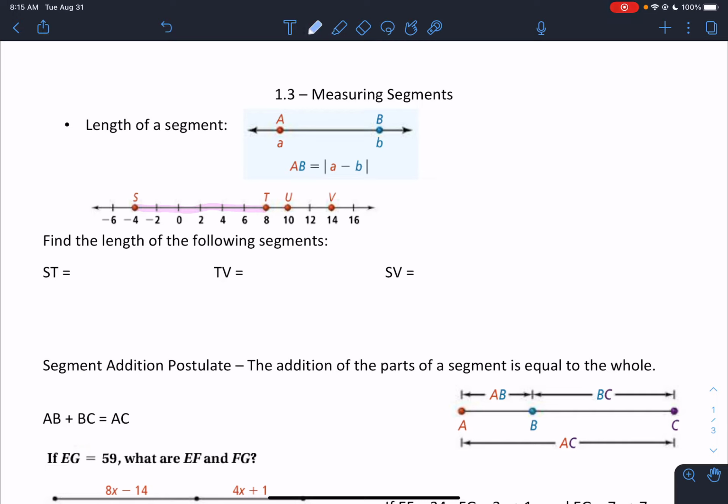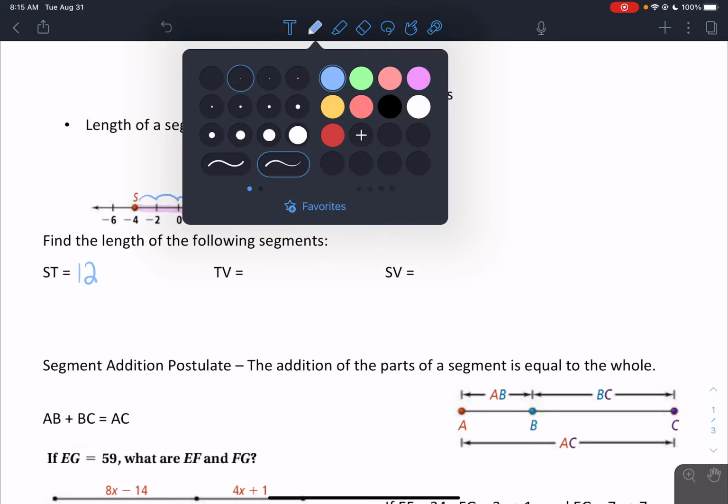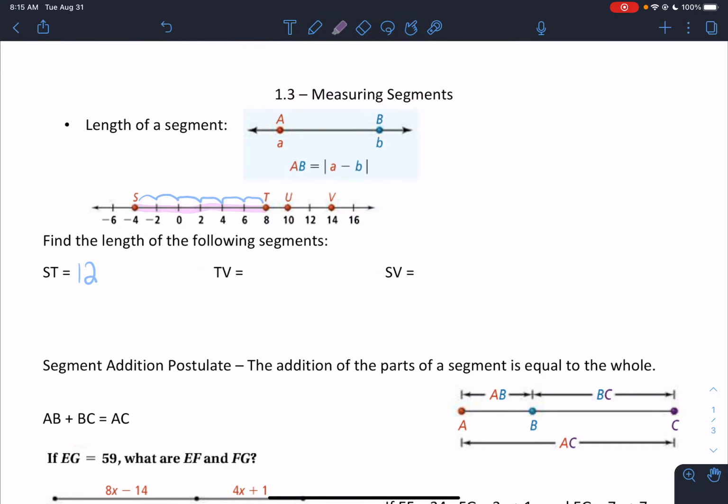What I can do is I can just go ahead and count each line or dash goes by 2. So I have 2, 4, 6, 8, 10, 12. I can do the same thing here. Find TV, that length right there. Again, I have 2, 4, and 6.